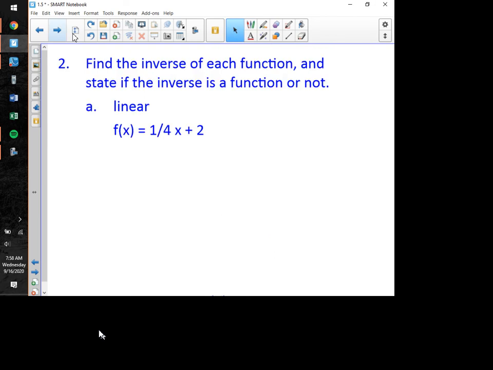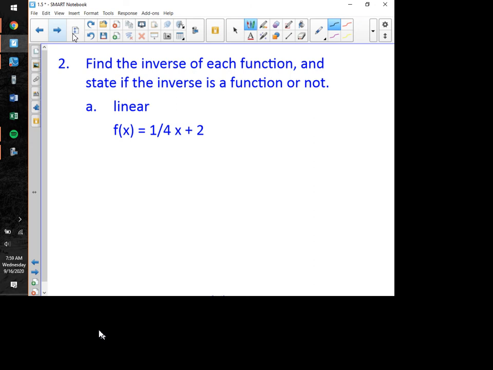Okay, so with that in mind, let's walk through 4 quick examples, everybody, of how to find inverses of functions, and this is the important part now, stating if that inverse is a function or not. So let's talk about a linear function. I don't think this is going to give you any difficulty here at all.